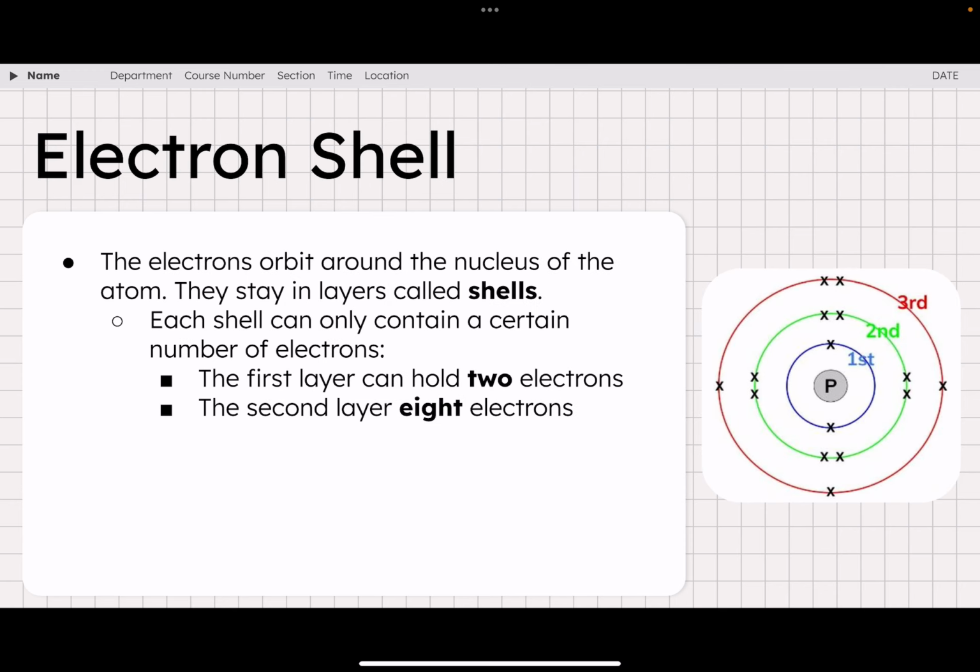Now let's worry about electron shells. The electrons almost orbit around the nucleus, like the planets orbit around the sun, right? They orbit around the nucleus, which is shown in this diagram above, of the atom. They stay in layers called shells.